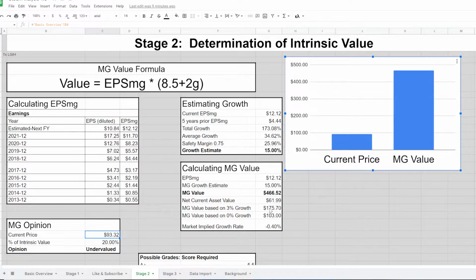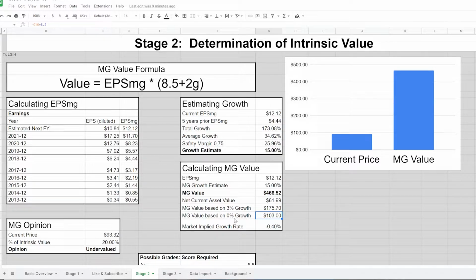A couple other figures to look at. One, we have the value based on 3% growth. So if we assume the company will grow by just 3% in perpetuity, we get a value of $175. If we assume that it will not grow at all, the value based on 0% growth is $103. So we get a company that, if it stays stagnant, will be worth more than the current price.